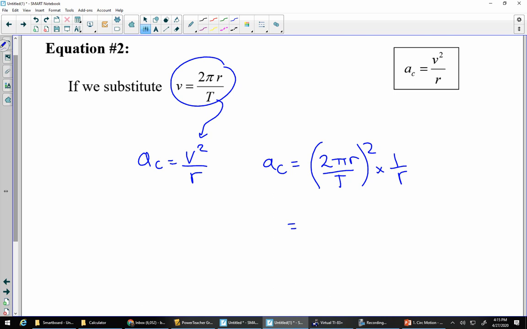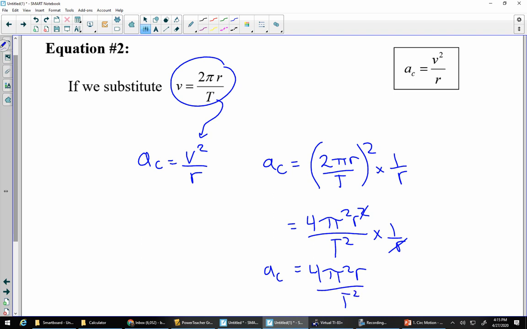So I can simplify this. This is 4 pi squared r squared over t squared times 1 over r, or in other words, divided by r. We see one of the radius cancels, and we have AC, our new formula, 4 pi squared r over t squared. Cool. Now that being said, I just kind of rushed through that, how we build this new formula.